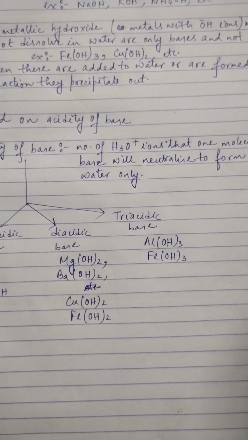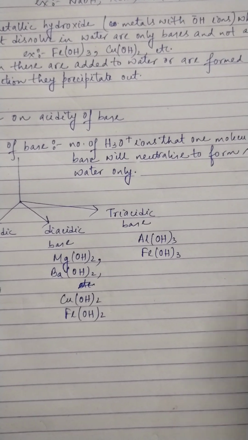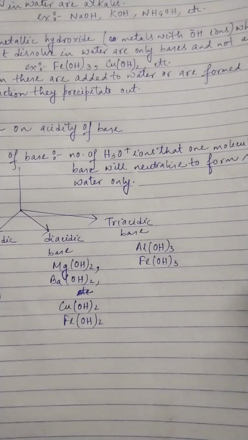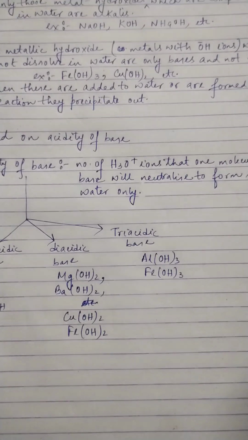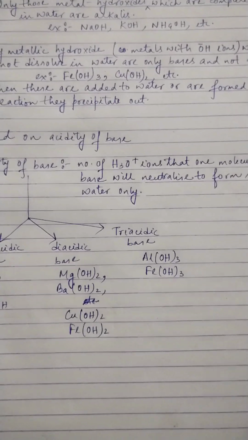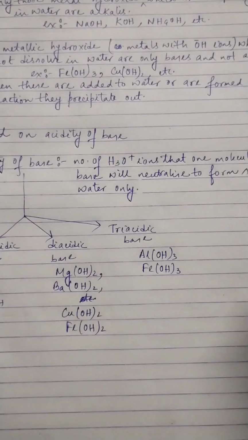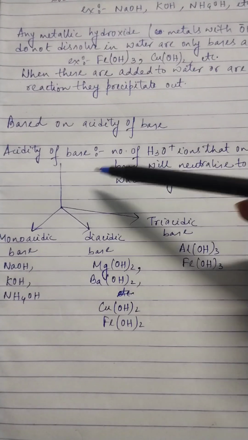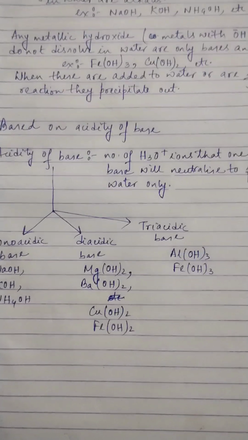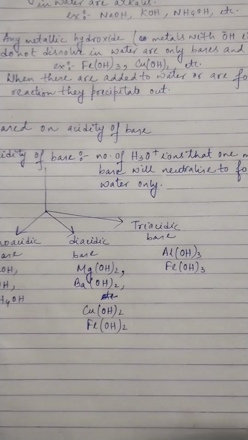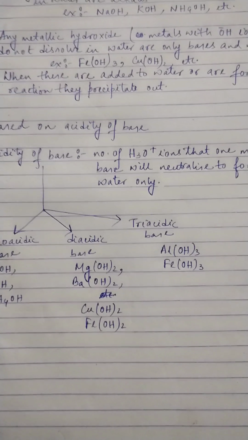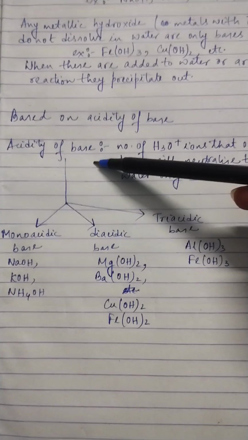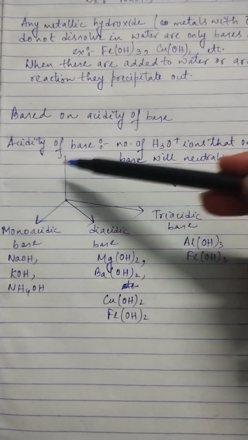An acid can have 4 hydrogen atoms, but still it can be a monobasic acid. It only depends on the number of hydronium ions produced, not on the number of hydrogen atoms present. Similarly, what is the acidity of a base? Basicity of acid and acidity of a base. Because acids neutralize bases, that is why it is called basicity of acids. Similarly, bases neutralize acids. That is why it is called acidity of base.